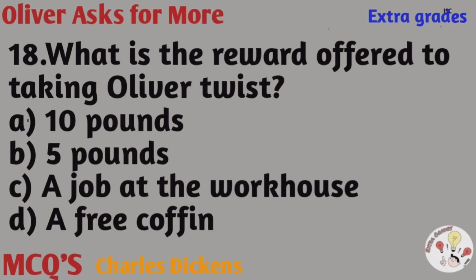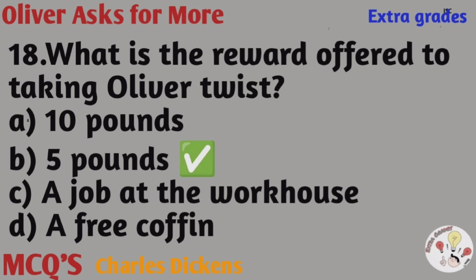Question number 18. What is the reward offered for taking Oliver Twist? The options are A, 10 pounds, B, 5 pounds, C, a job at the workhouse, D, a free coffin. And the correct option is B, 5 pounds.